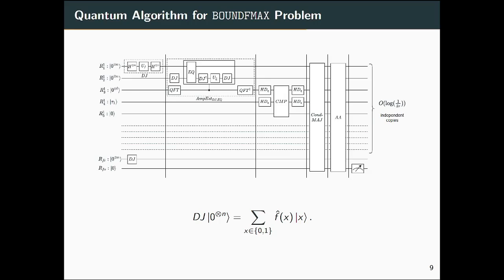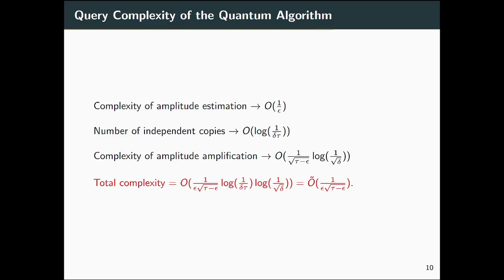Now if the estimate is greater than tau, we set the coin register to 1, else we set it to 0. Now we do all this in superposition over all x's. Now we use amplitude amplification to amplify the probability of obtaining 1. And if we see a 1, we return true, else we return false. The query complexity can be deduced as O tilde of 1 over epsilon times square root of tau minus epsilon.